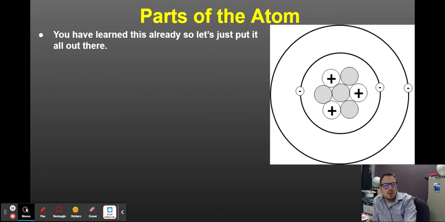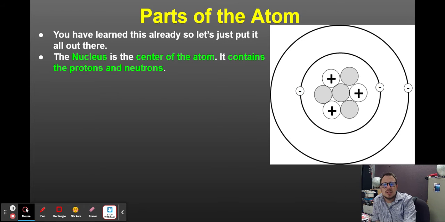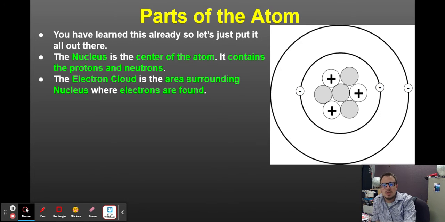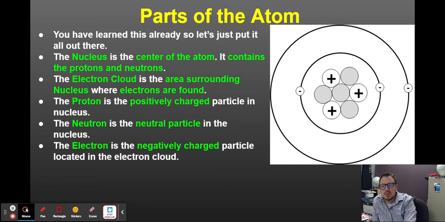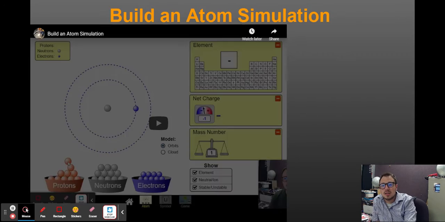So you all know the parts of the atom, right? The nucleus is the center of the atom. It contains the protons and neutrons. The electron cloud is the area surrounding the nucleus where electrons are found. The proton is a positively charged particle in the nucleus. The neutron is the neutral particle in the nucleus. The electron is the negatively charged particle located in the electron cloud.